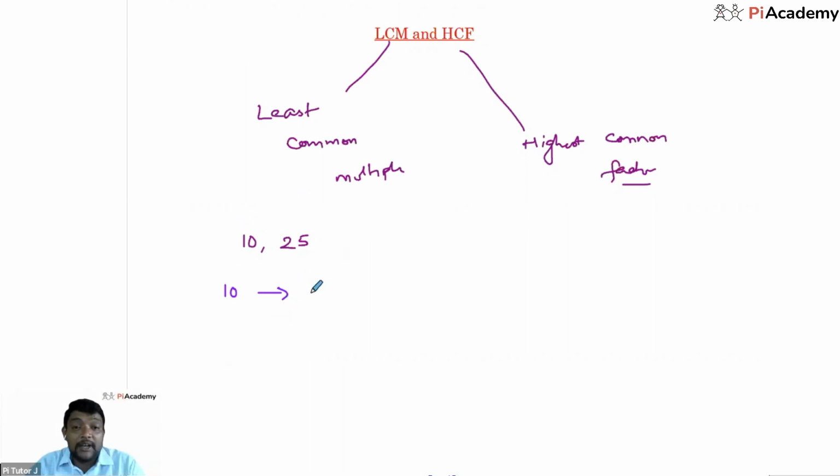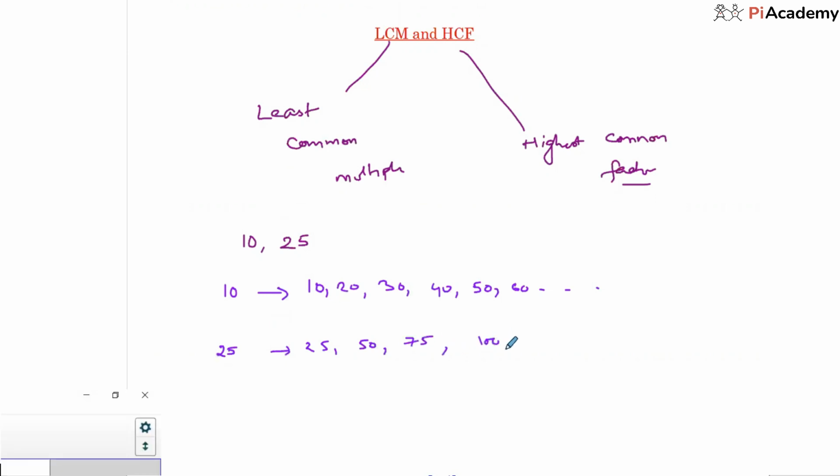I mean multiples, I'm asking, not the factors. 10, 20, 30, 40, 50, 60, 70, 80. You go on like this: 10, 20, 30, 40, 50, 60, and so on. And for 25, the multiples are 25, 50, 75, 100, and so on, right?